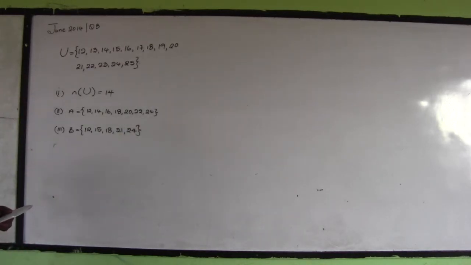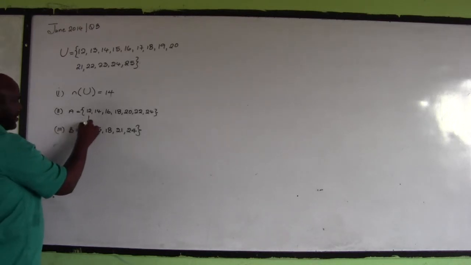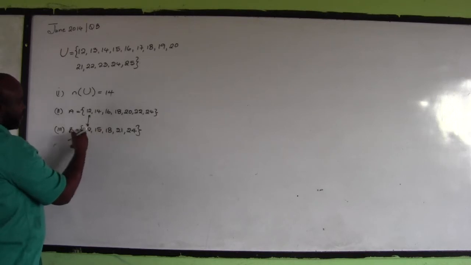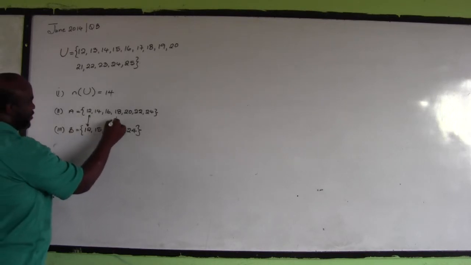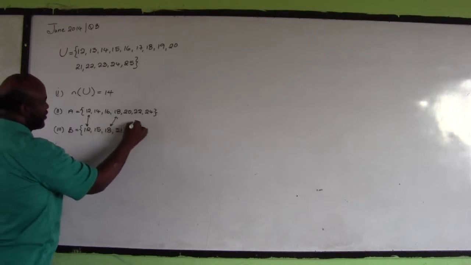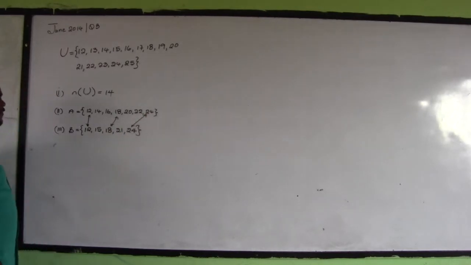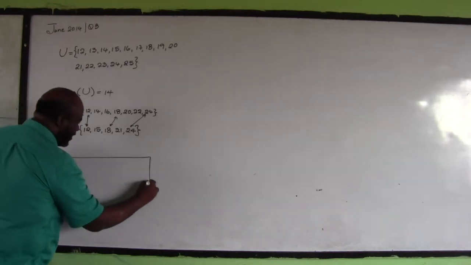Then they said, draw a Venn diagram to represent the relationship among A, B, and U. Alright, are you ready? First of all, what I always look for before I start drawing a Venn diagram is elements which are common. So 12 is common. What else is common? 18 is common, and 24 is common.